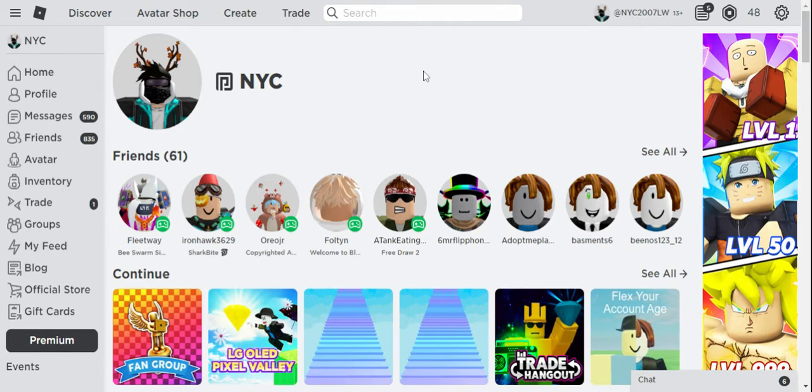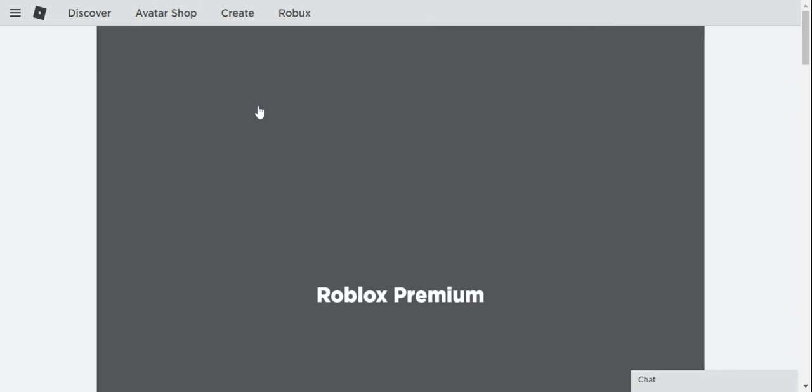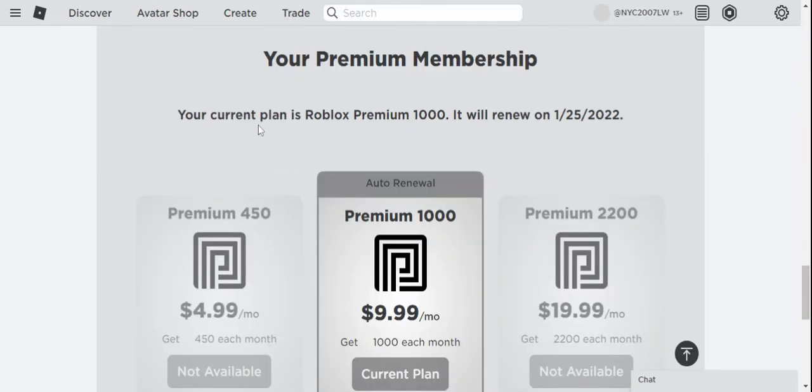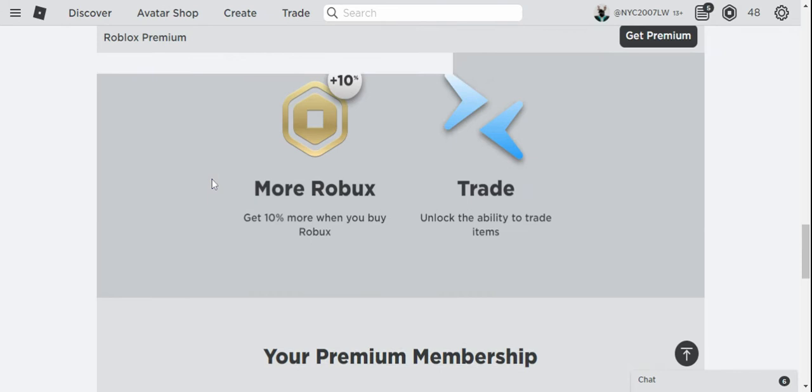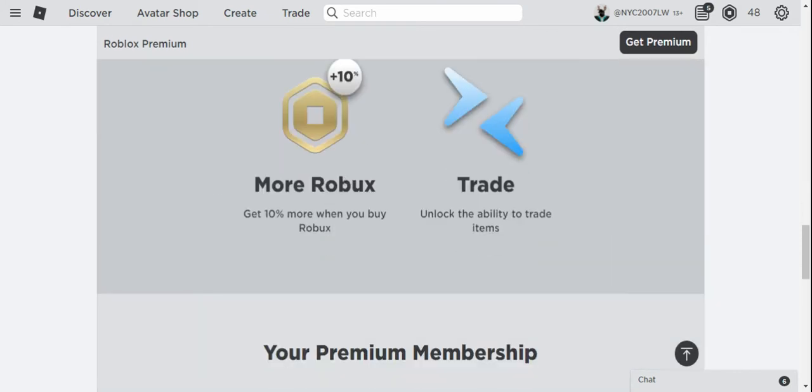So the first step is you need Premium. Obviously, you need Premium, which the cheapest Premium is like $4, $5. My current plan is Premium $9. By buying Premium, you get more Robux, you get to trade, obviously.